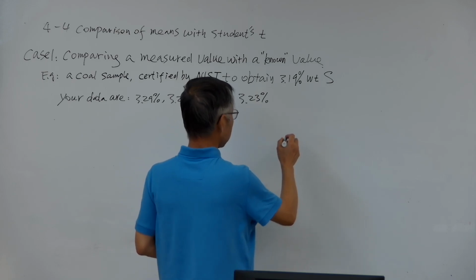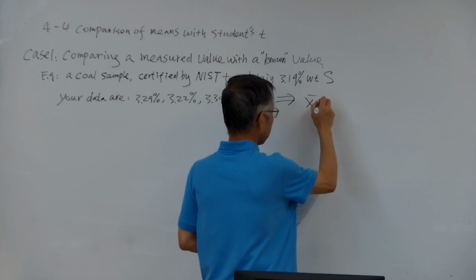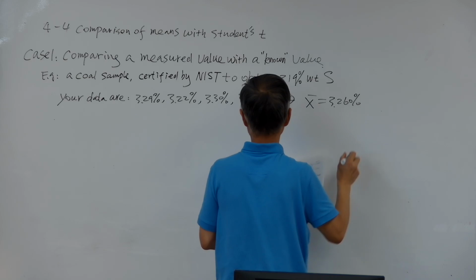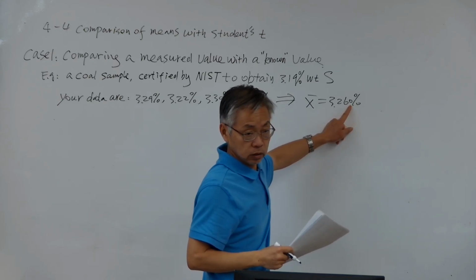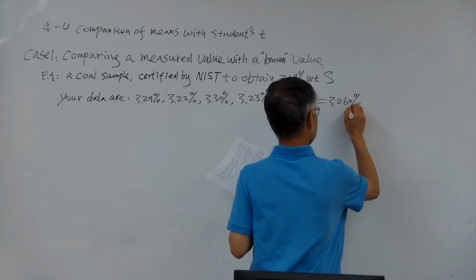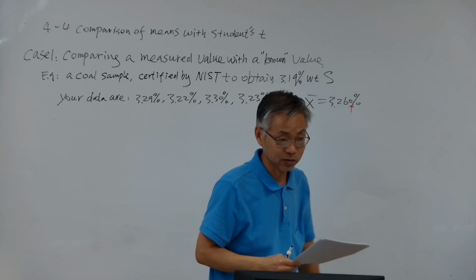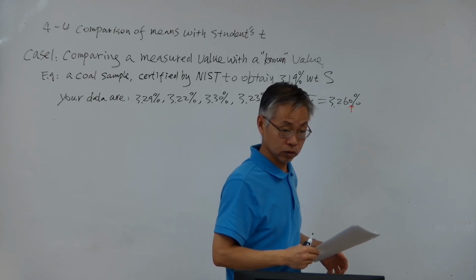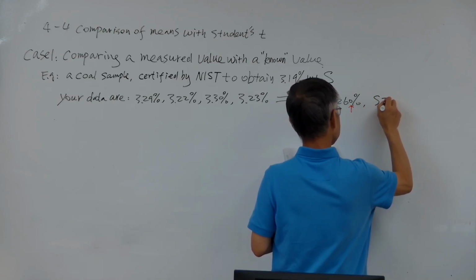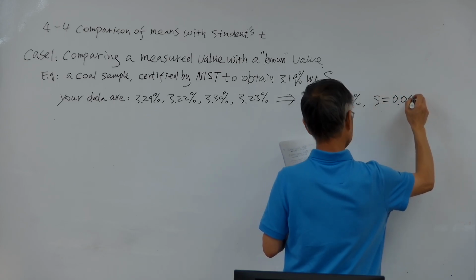And for these 4 measurements, you can easily calculate the mean value, right? So the mean value is 3.260. You notice that I give an extra digit here, right? Because we're going to use this for our next work, that's why we kept 1 more digit. And the standard deviation is 0.041.